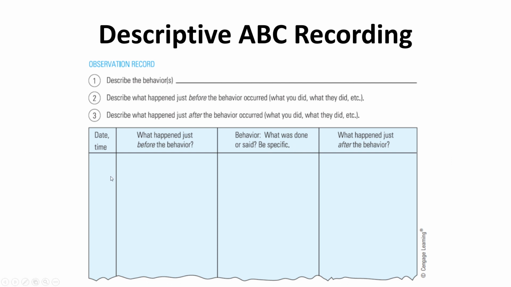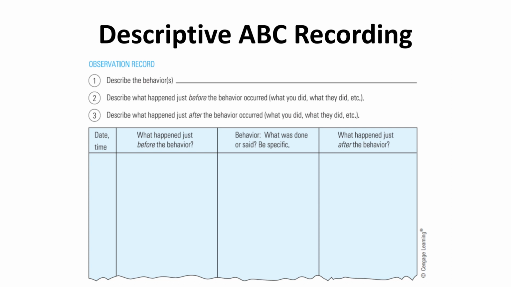Again, we're going to have three different columns that are similar to what we just talked about. So what happened just before the behavior, so trying to identify potential antecedents, the behavior itself, what was done or said, with lots of descriptive details, and then what happened just after the behavior, trying to identify potential consequences. And in this situation, we would specifically record the exact date and time at which this all happened.